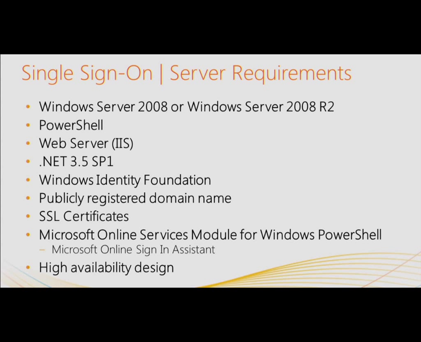Then, we need an SSL certificate. Yes, we need a public, again I repeat, public SSL certificate to enable secure communication between your on-premise environment and the Office 365 authorization infrastructure. So all the communication between your on-premise environment and the Office 365 environment will be secured using a public SSL certificate.